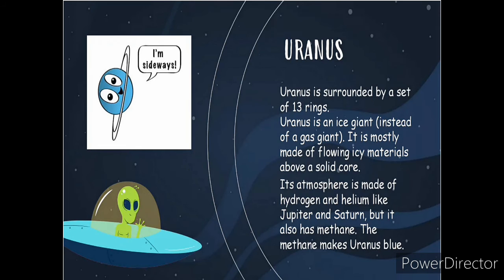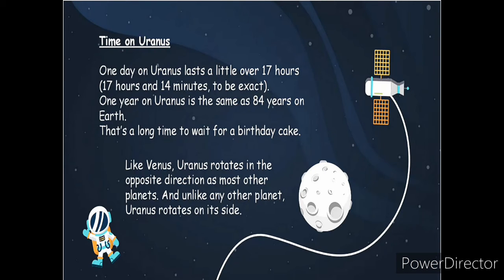Okay, next it is time. Time on Uranus. One day on Uranus lasts a little over 17 hours, and to be exact we can say 17.14 hours, as it has 14 minutes extra. So for your birthday you would have to wait a long time if you were living on Uranus, but it is not possible.